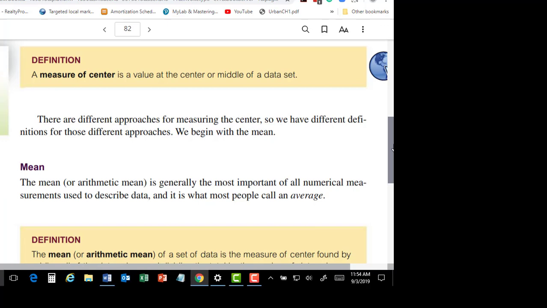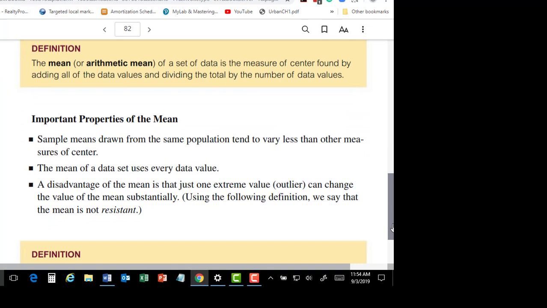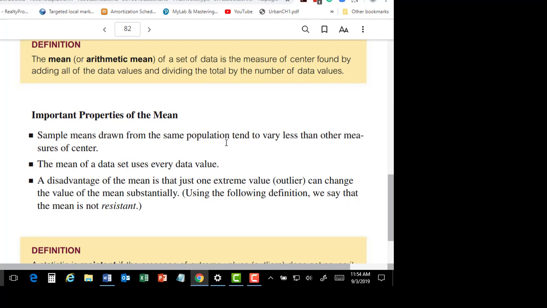Okay, so here's the properties of mean. The sample mean draws from the sample population. Right, that's your subset. The disadvantage of the mean is just one extreme value, an outlier. So if you're taking the average of the bank's deposits, but one dude deposited, you know, $500 million, it's going to affect the average big time. And it's going to distort what's really going on in their business because we have an outlier. Okay?